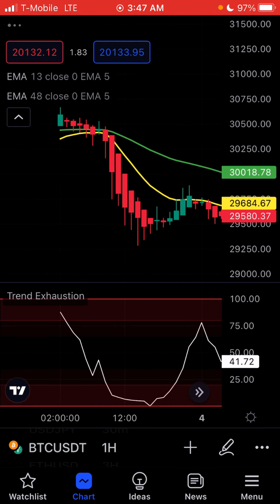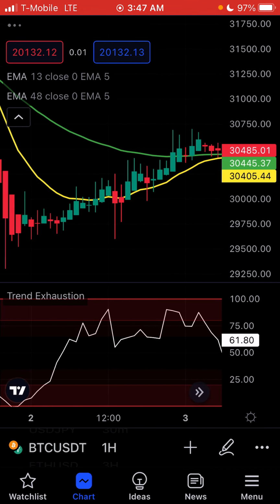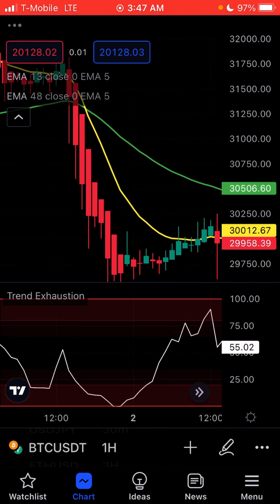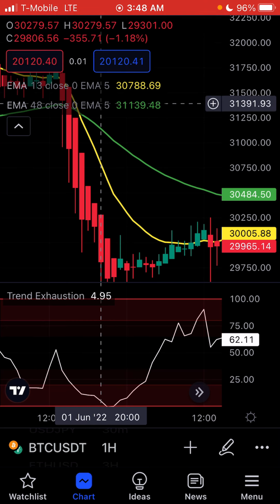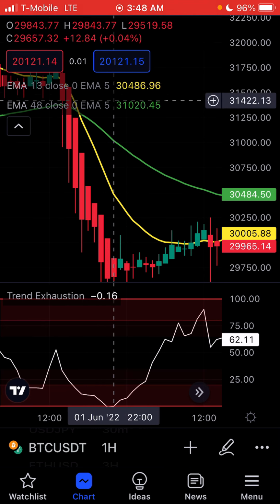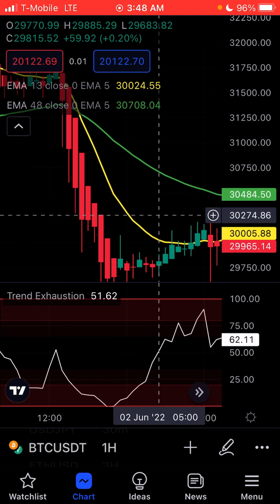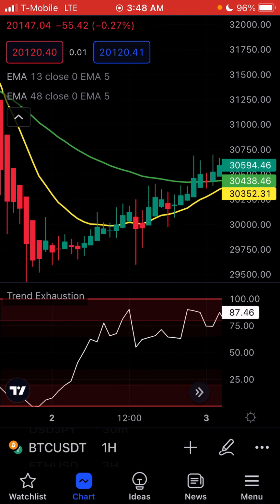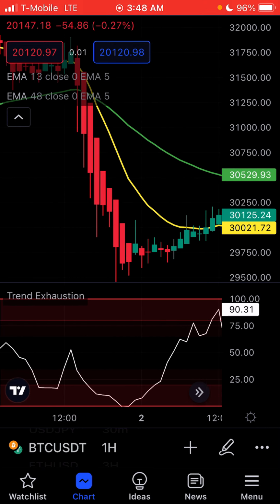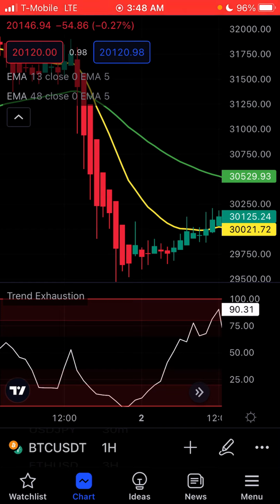This is basically how I figure out when to sell. Let's say yellow line's crossing. So what happens here? It starts going down. Look at the trend exhaustion. Well, the trend exhaustion says it's going to go up. And it does. But what I do is I base it off of the EMA first. The EMA is my first indicator. What I use the trend exhaustion for is to help me indicate when to sell.